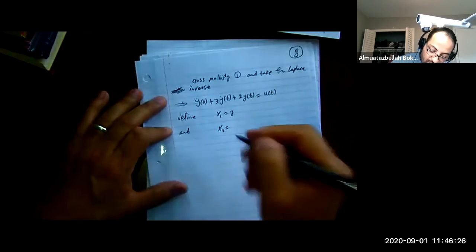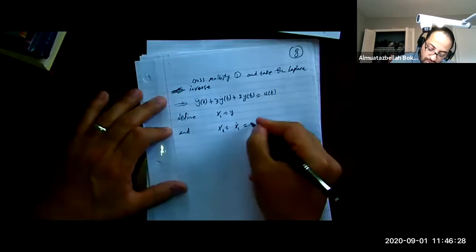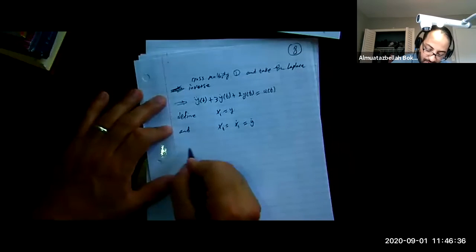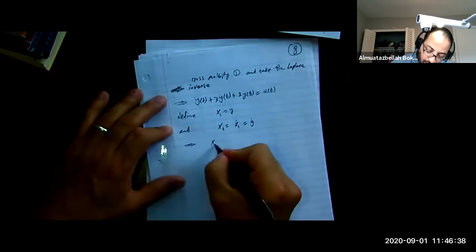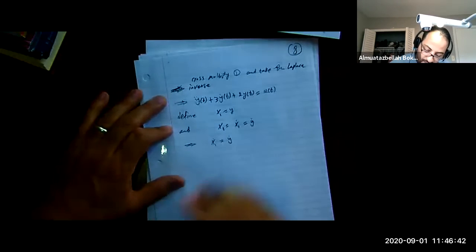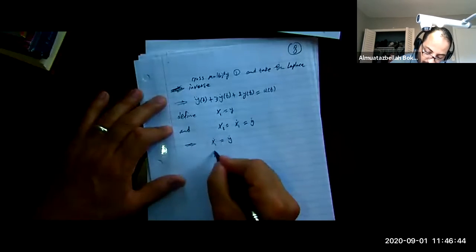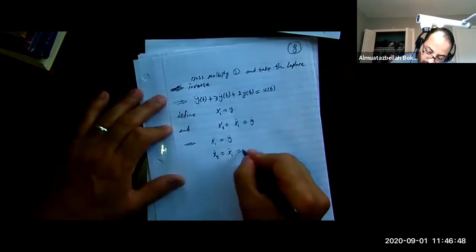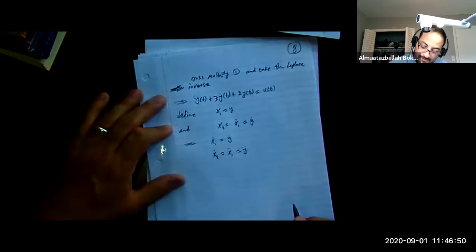And x2 to be the derivative of this, x1 dot, which is equal to y dot, right? So using this derivative, that means x1 dot is equal to y dot, right? So this is one, and x2 dot is equal to x1 dot dot, which is equal to y dot dot, right?